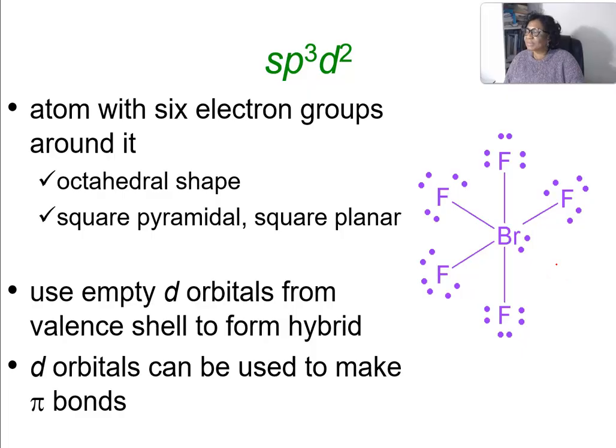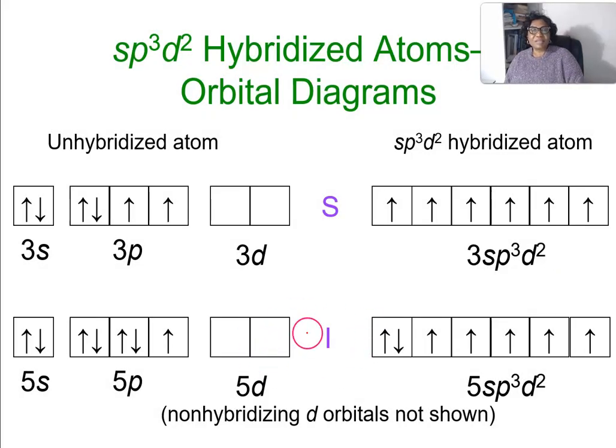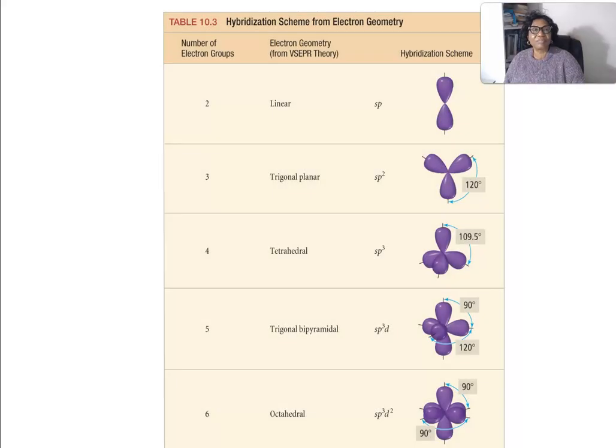Let's look at how these orbitals are made. These are the unhybridized orbitals for S: 3s, 3p, and 3d. You know, d has 5 orbitals, so it uses only 2. The unhybridized orbitals are not shown. There are 3 extra which are not hybridized. Then for iodine, 5s, 5p, and 5d uses 2 d orbitals. When it mixes them, you have 6 hybridized orbitals. They have the same energy, so it can use them for bonding.